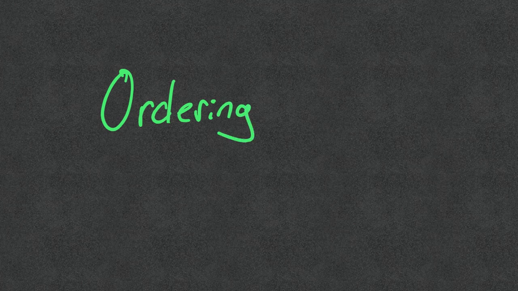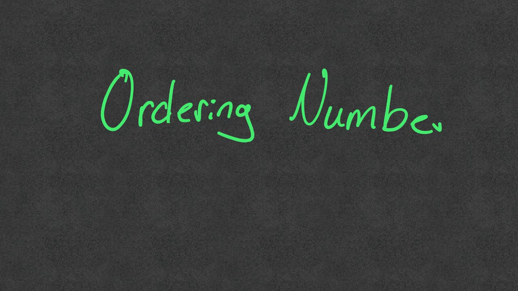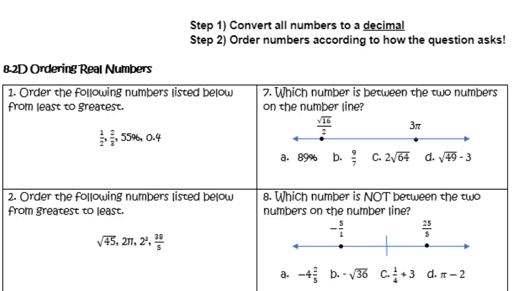Today we're going to go over ordering numbers. Okay, when ordering numbers, there's a couple steps I want you to go ahead and do. First, you're going to go ahead and just read the problem. So like number 1, it says, order the following numbers listed below from least to greatest.